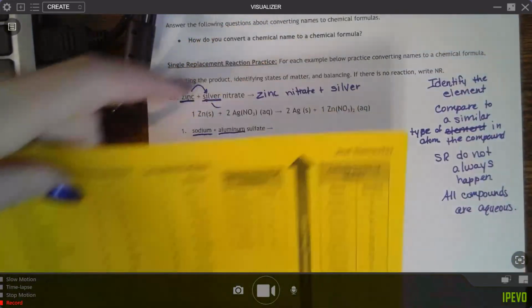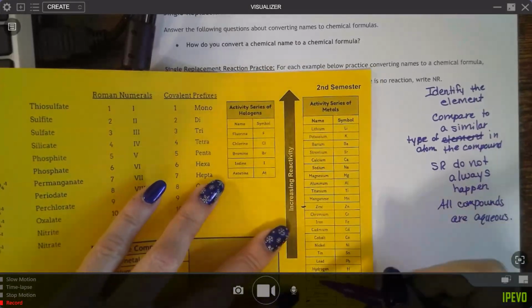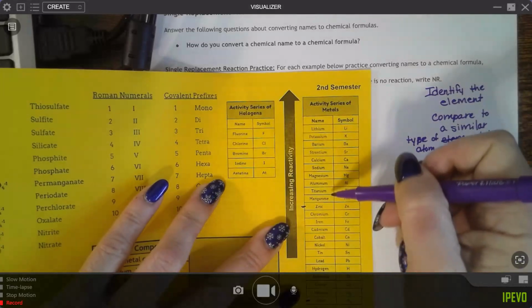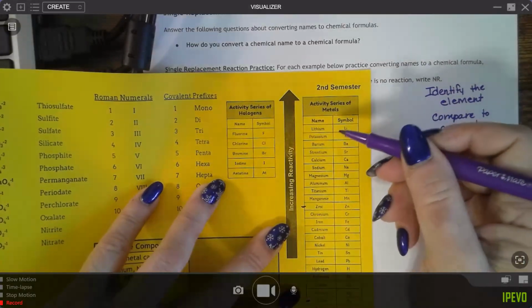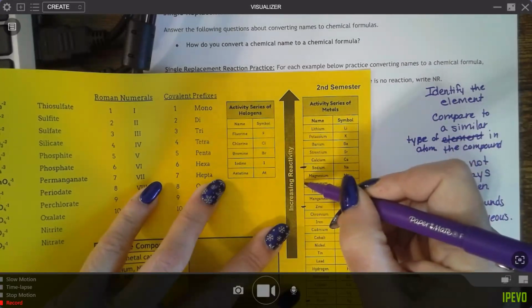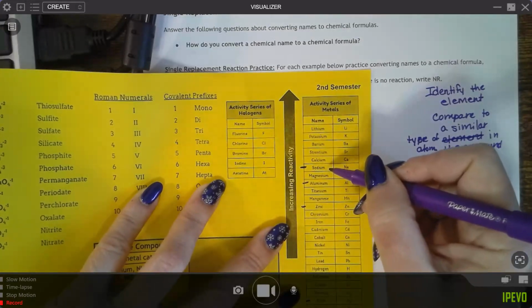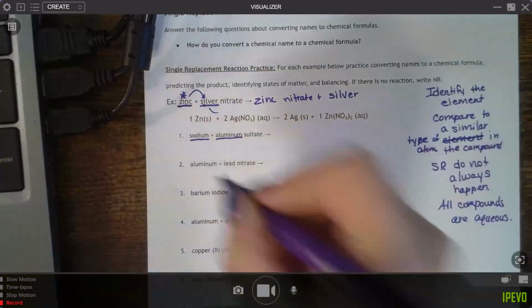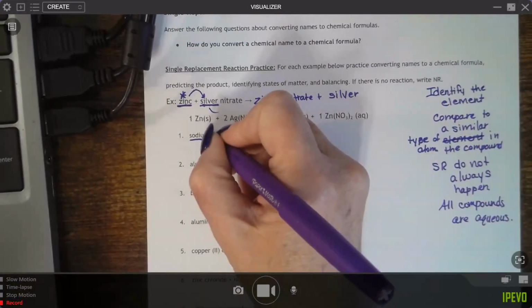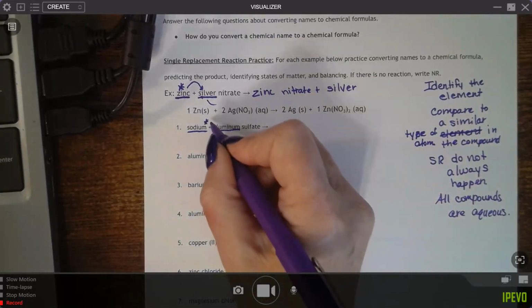So I'm going to go to my activity series, and I need to find aluminum and sodium. So where's sodium? Sodium is up here. Aluminum is two below it. Okay, so sodium is the most reactive. What that means is sodium is going to end up as part of the compound. So sodium is going to kick aluminum out.